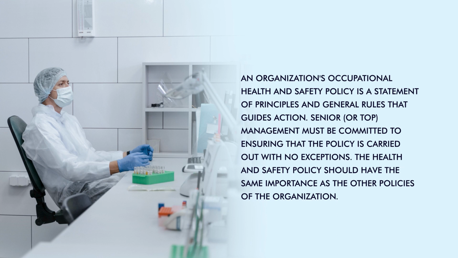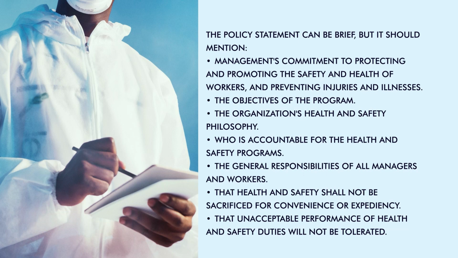The first one is that the top management must be committed to ensuring the policy is carried out with no exceptions. The health and safety policy should have the same importance as the other policies of the organization. The policy statements can be brief, but should mention the priorities list, that is the management's commitment to protecting and promoting the safety and health of workers and preventing injuries and illness. The second point is the objectives of the program. The third is the organization's health and safety philosophy, which should also be spelled out clearly.